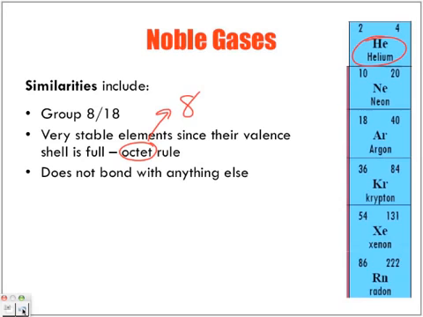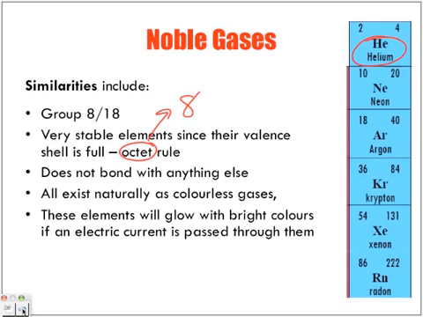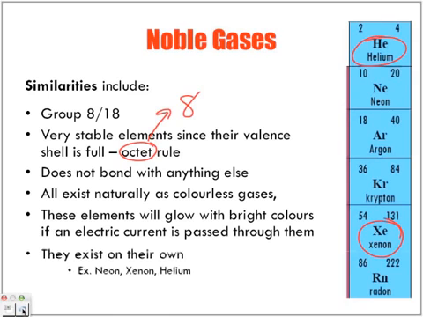Does not bond with anything, so you'll never see helium or neon or argon bonded with oxygen or with chlorine or with anything else. They exist as their own entity. All exist naturally as colorless gases. These elements will glow with bright colors if an electric current is passed through them. So we think about neon lights, right, in the different bright colors. And when we think of xenon, right, the xenon lamps we can find in cars, right. So keep that in mind. They exist on their own, right. These are just a couple of examples.